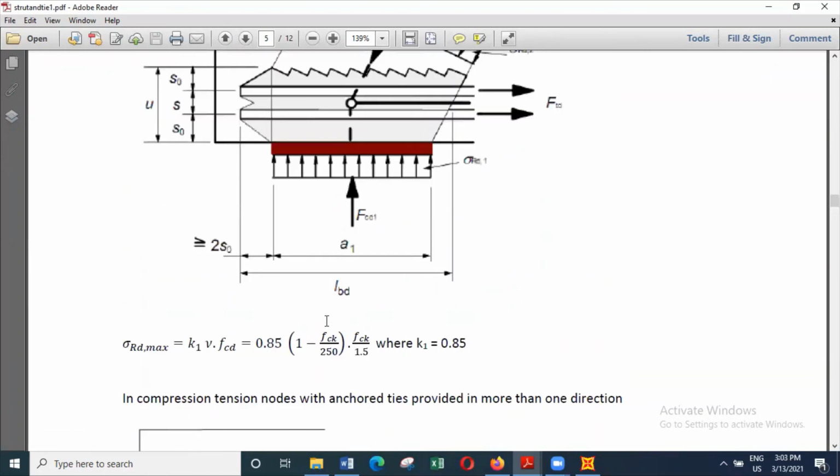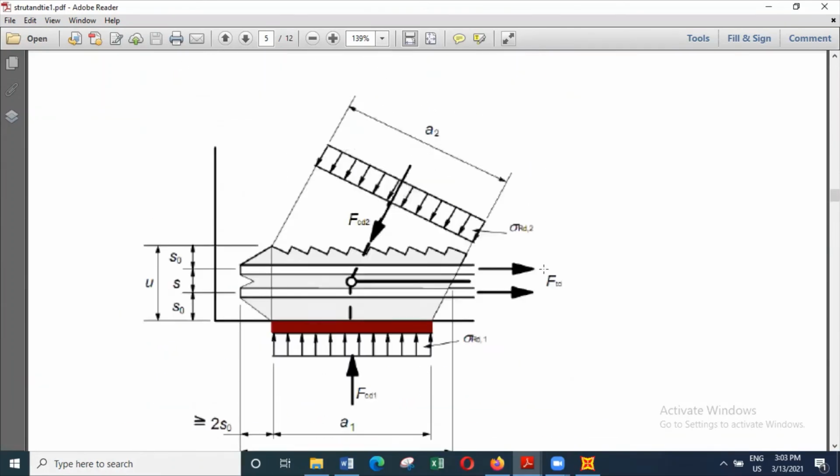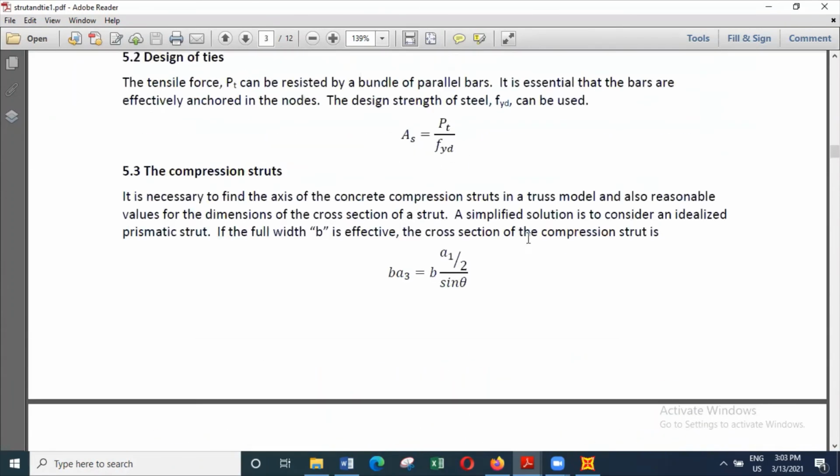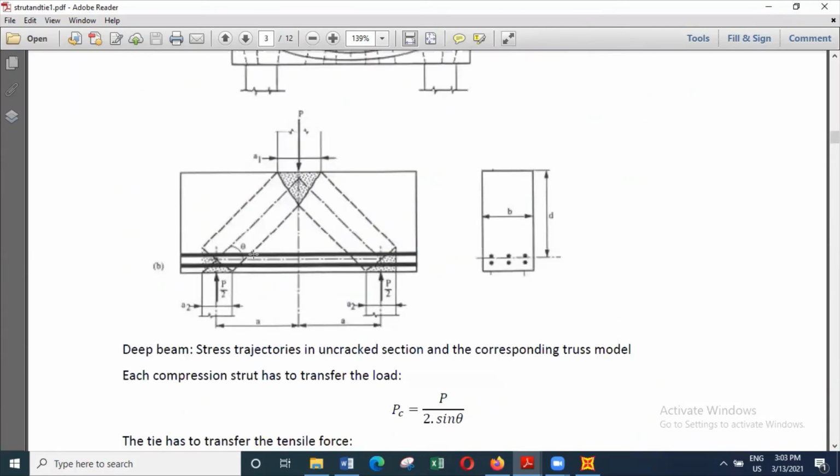Whereas if the joint is like this, then we have to use a factor of 0.85. 0.85 into 0.9 divided by 1.5 gives 0.51. So for different locations, you have to use different strengths. So in the strut and tie models, we have to check the stresses in the strut and also the amount of steel required in the tie.